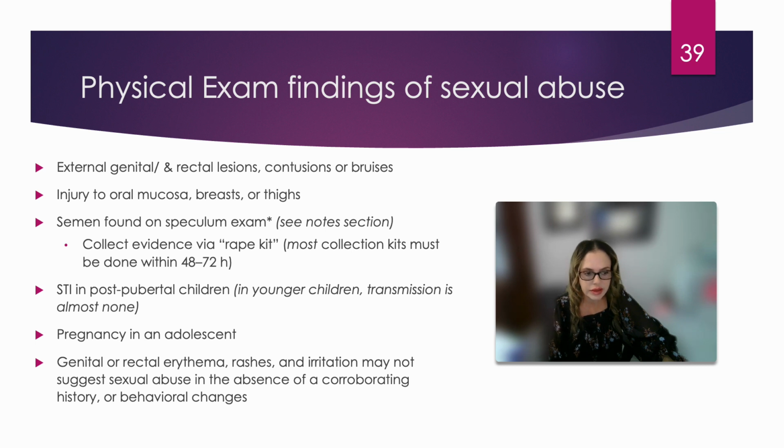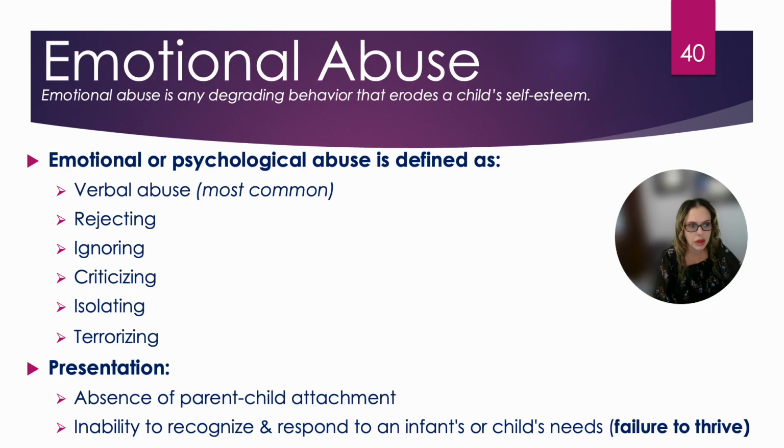You may see STIs in post-pubertal children and younger children. Transmission is almost none. You may see pregnancy in an adolescent child. Genital or rectal erythema or rashes, irritation that's not suggestive of any other causes, could suggest sexual abuse in the absence of any history or behavioral changes that might suggest some other condition or story.